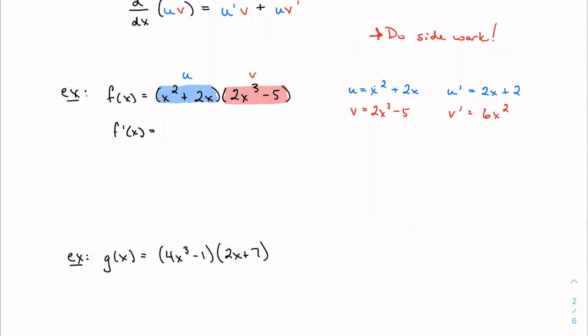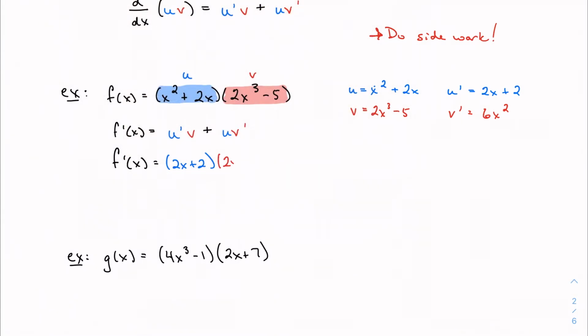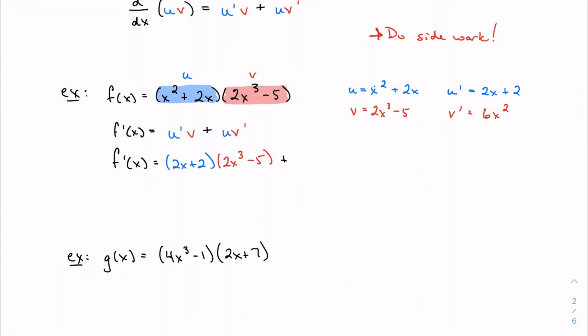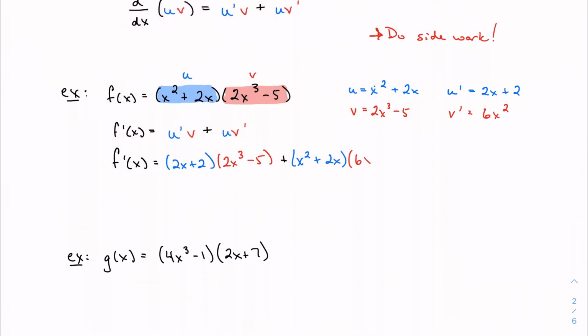I'm just going to copy and paste this so I can save some time instead of switching colors every time. Plug in as appropriate, right? So I know I need u prime, which is 2x plus 2, and then v, which is 2x cubed minus 5, plus u, which is x squared plus 2x, times v prime, sorry, which is 6x squared.